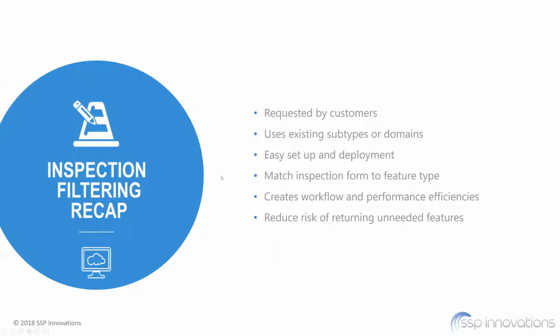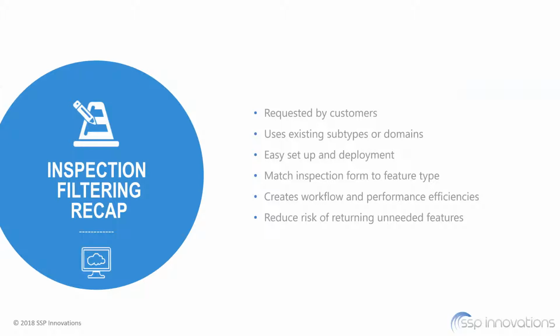Okay, so that was a quick look at it. Know that it was requested by our customers. Where clause was really important, especially in scenarios like subtypes and domains where you want to do that. And going forward, when we start thinking about utility and network in the coming weeks and months, that's going to be really important there too. It does use existing subtypes and domains if you wish. You can see that it's really easy to set up, even augment existing inspections with this where clause if you wish to.